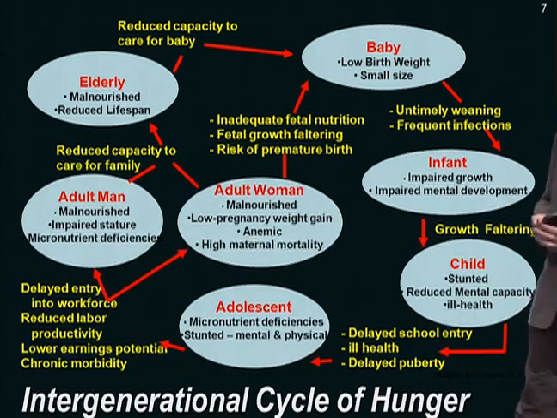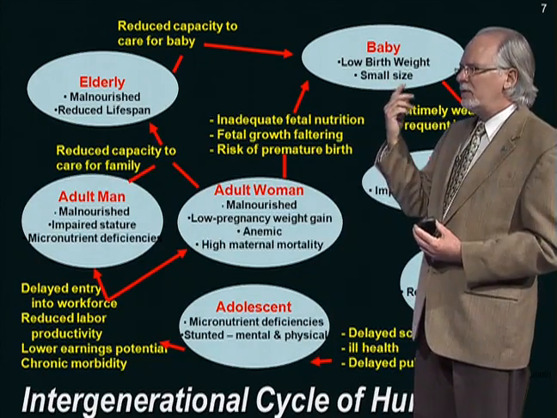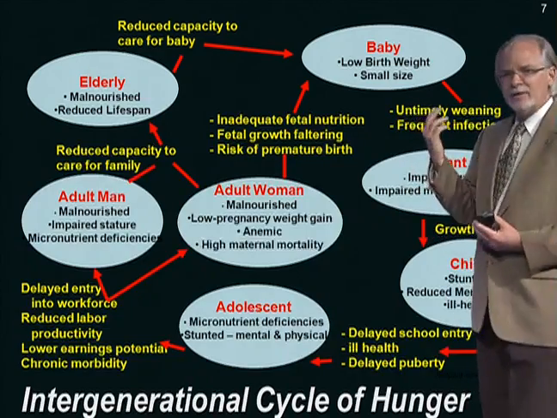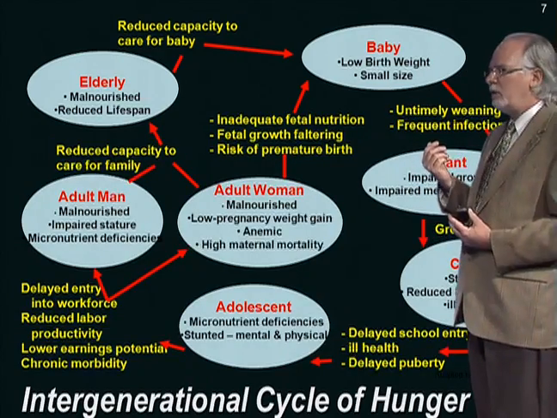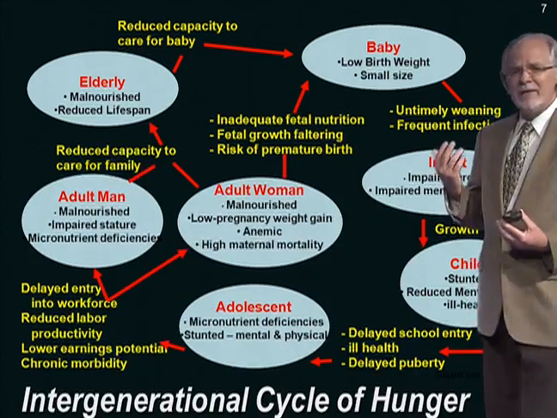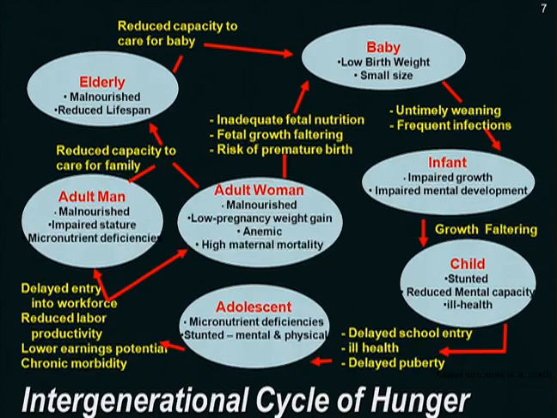Let's start, for example, with baby. A baby in these situations is born with low birth weight, small size, the stunting and wasting that we talked about in the previous unit. There will be untimely weaning in that oftentimes the child is not even breastfed. There will be frequent infections due to the immune system that is often compromised with the young child due to underlying malnutrition issues that have developed.